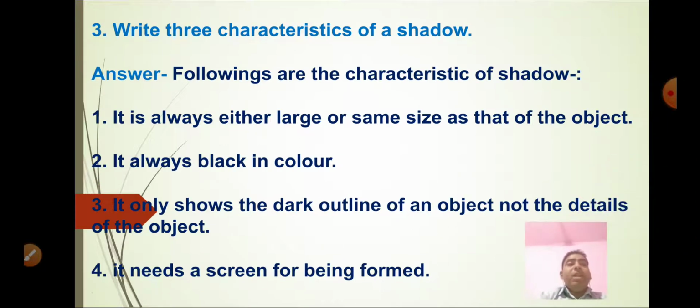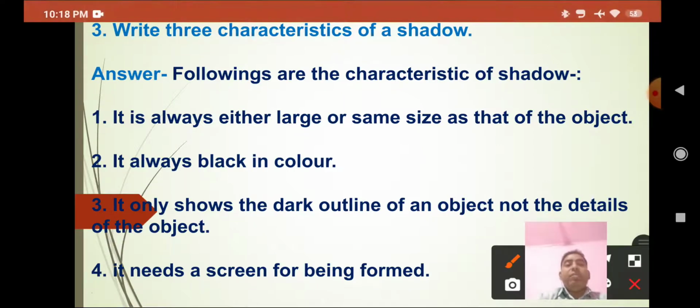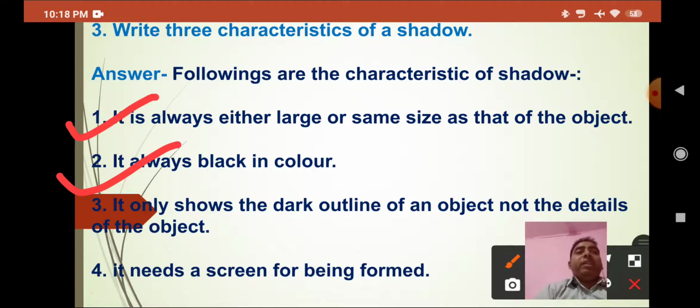Now, an important question again from the shadow, which you have to write as question number three: write three characteristics of a shadow. Here I have taken four. You must see this. What are the four characteristics? First, it is always either larger than or the same size as the object. And it is always black in color. The shadow is always black regardless of the color of the object, whether blue or red, the shadow will be only dark black.